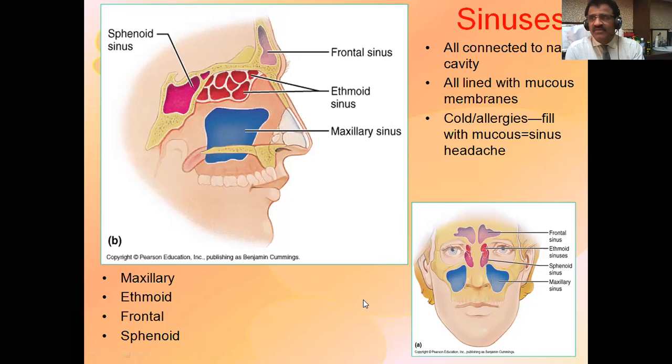So sinusitis is a common problem after the common cold.